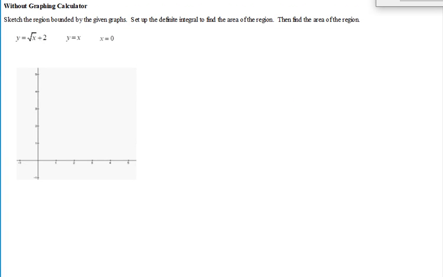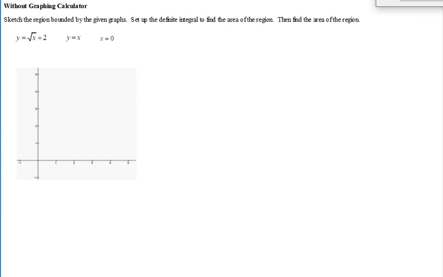The notes for AP Calculus on the topic of area between two curves, continued. So, we're going to look at a couple of problems here, finding the area between curves without a graphing calculator on the first one, and then with the graphing calculator on the second one.